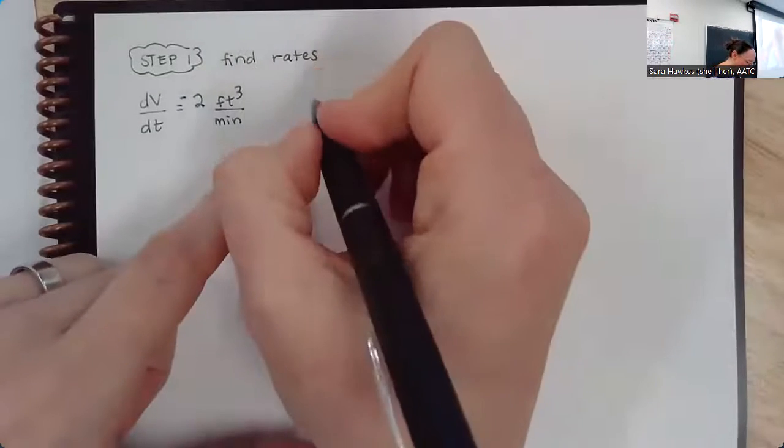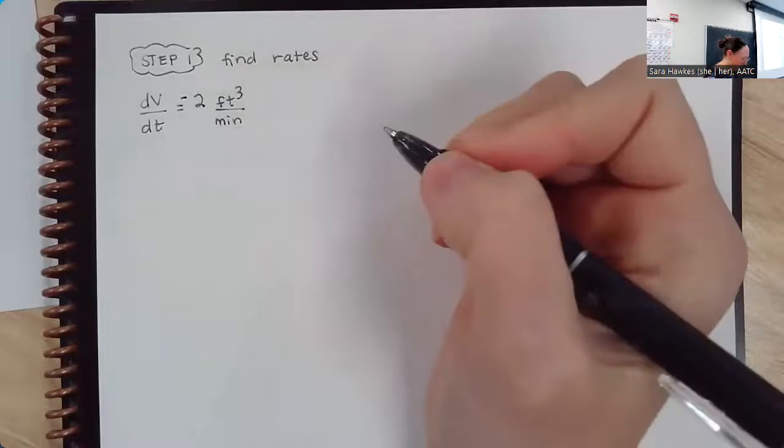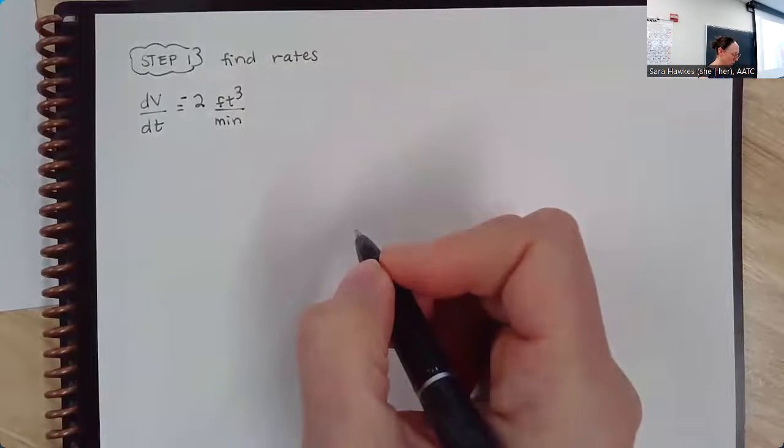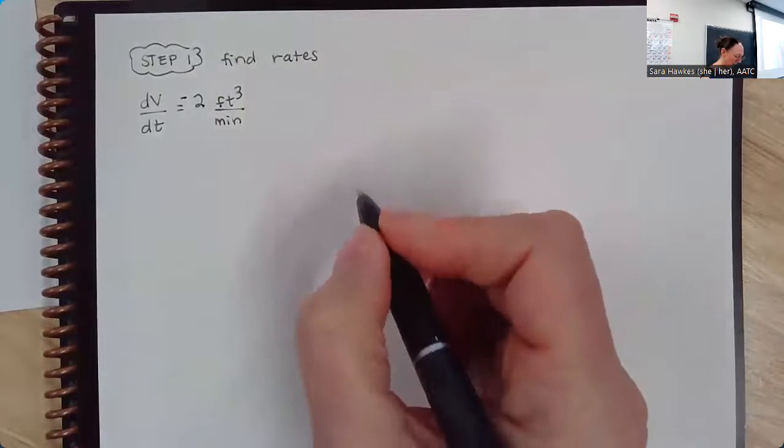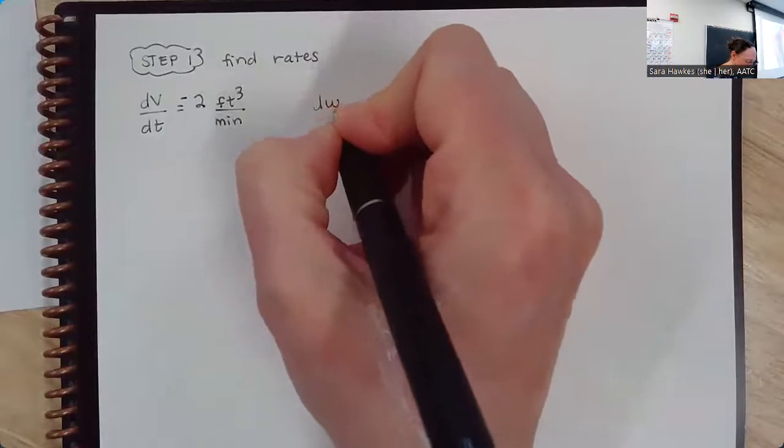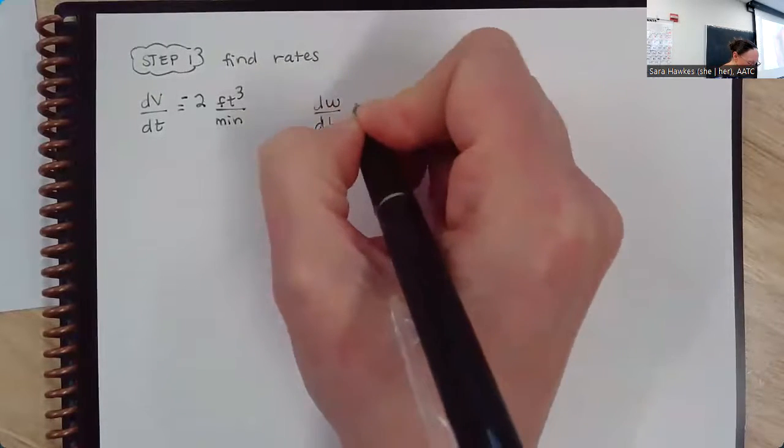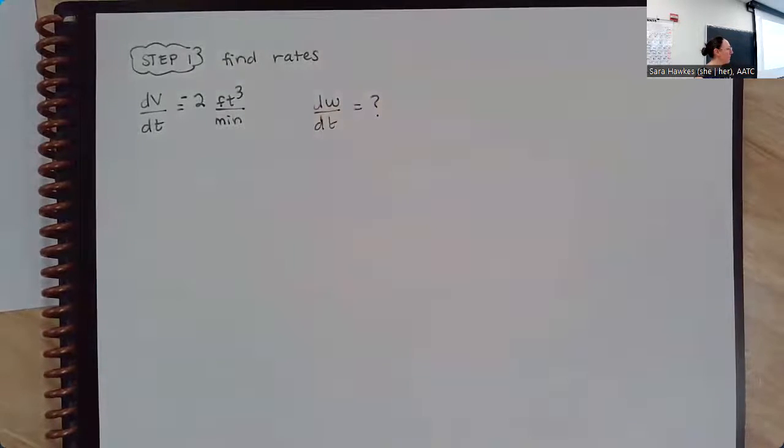Now the other rate is whatever the how fast question was. So it says, how fast is the water level changing? So I'm going to choose to rate that as dW/dt and just put a question mark in there because we're looking for that how fast. And I don't see any other rates. There aren't any other things that have units of per minute.